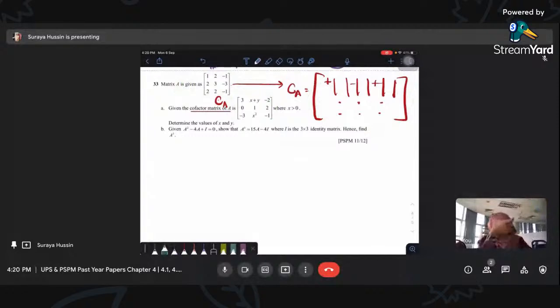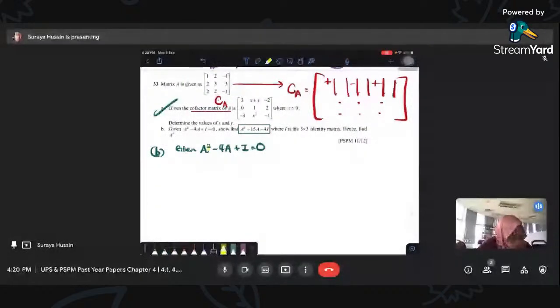So B. Ni dah settle, anggaplah dah settle. Kamu semua okay. So given that A squared minus 4A plus I is equals to 0. Show that this thingy, where the I is 3 by 3 identity matrix, hence find the A cube. Okay, so bila you nampak macam ni, you nampak A squared, you nampak A. So you tak cukup apa? You tak cukup another A. If you tak cukup another A, you darablah A untuk setiap term.